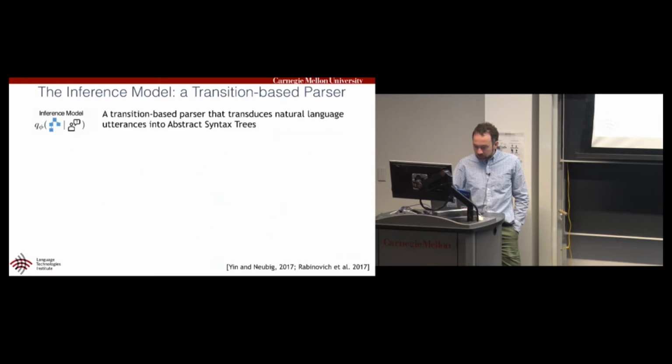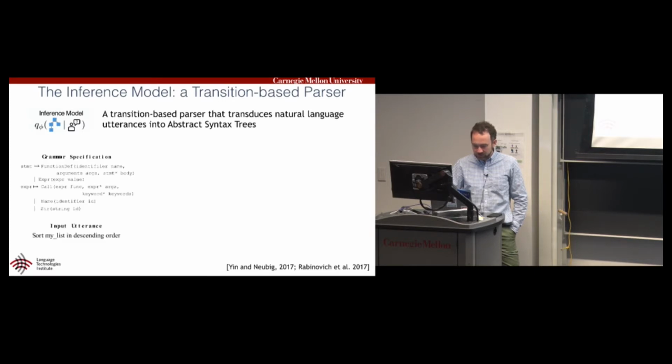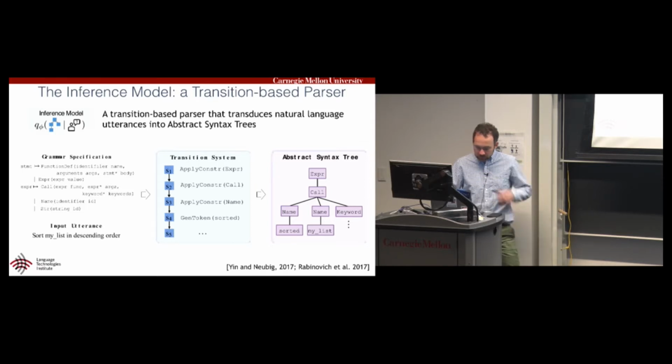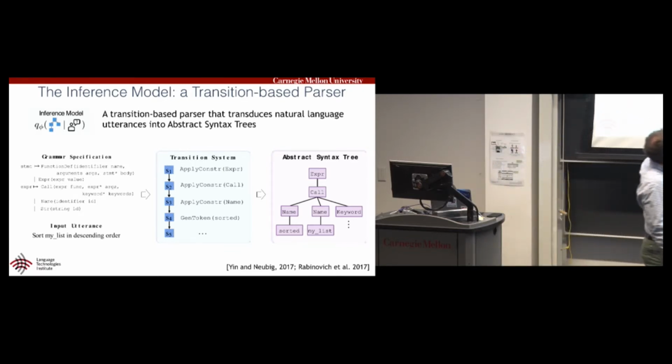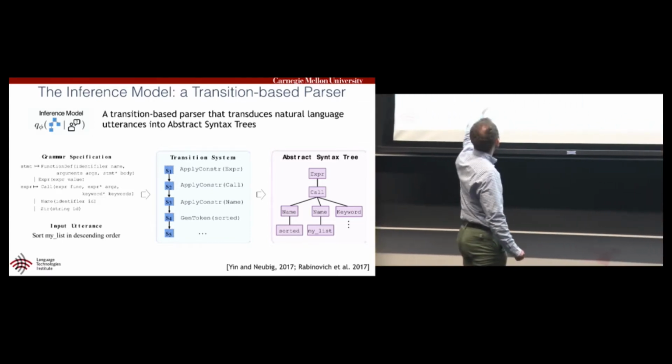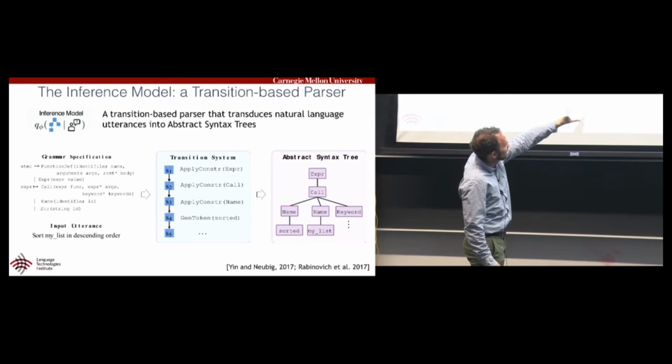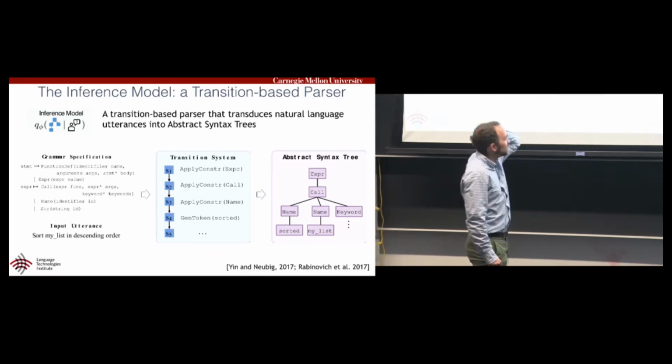OK. So for the inference model, what we use is a transition-based parser. It transduces natural language utterances into abstract syntax trees. The way it works is we define a grammar over the input, and based on the grammar, it generates actions that we can then convert into the abstract syntax tree. The details I won't cover in detail. You can go back and read the paper if you want to.